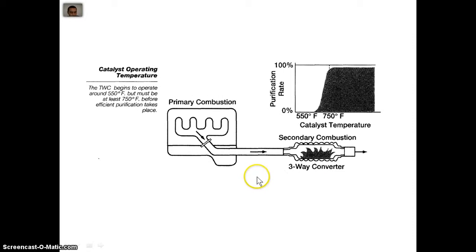So by the way, the catalytic converter does not work at the first start of the engine. It must wait about 5 minutes. It means that the catalytic converter should heat up first before the purification rate achieves 100%. So the three-way catalytic converter begins to operate at around 550 degrees Fahrenheit, but must be at least 750 degrees Fahrenheit before efficient purification takes place.